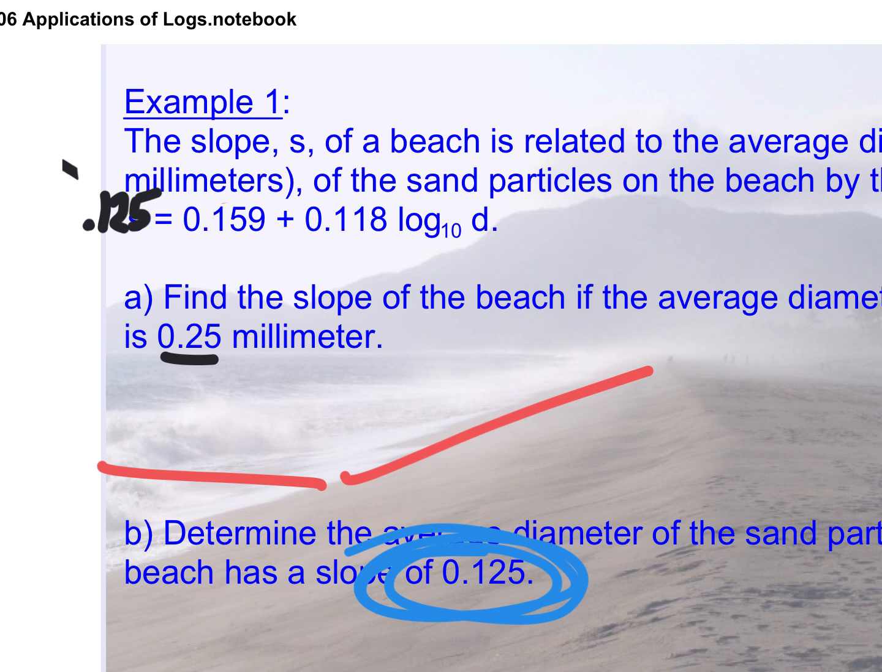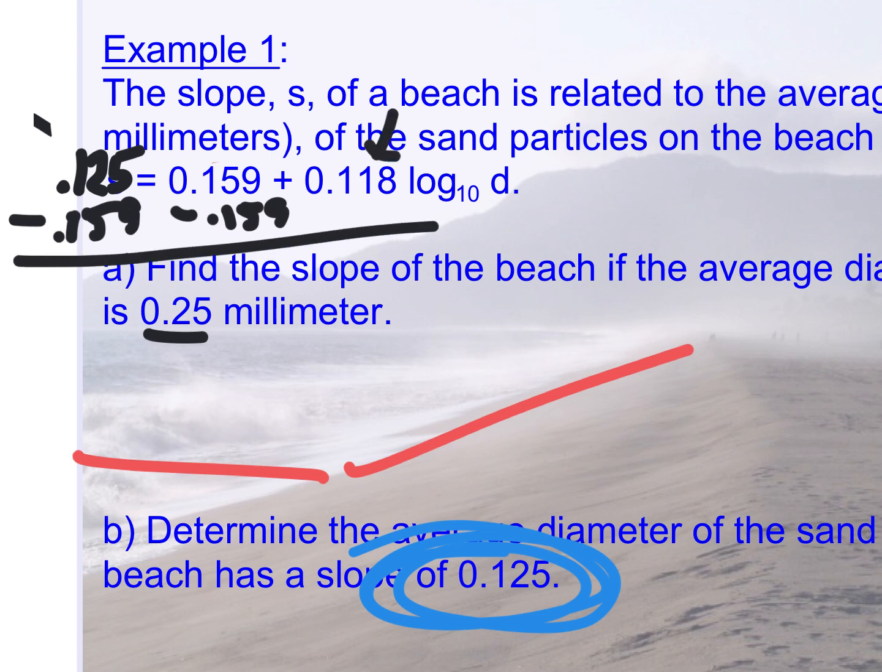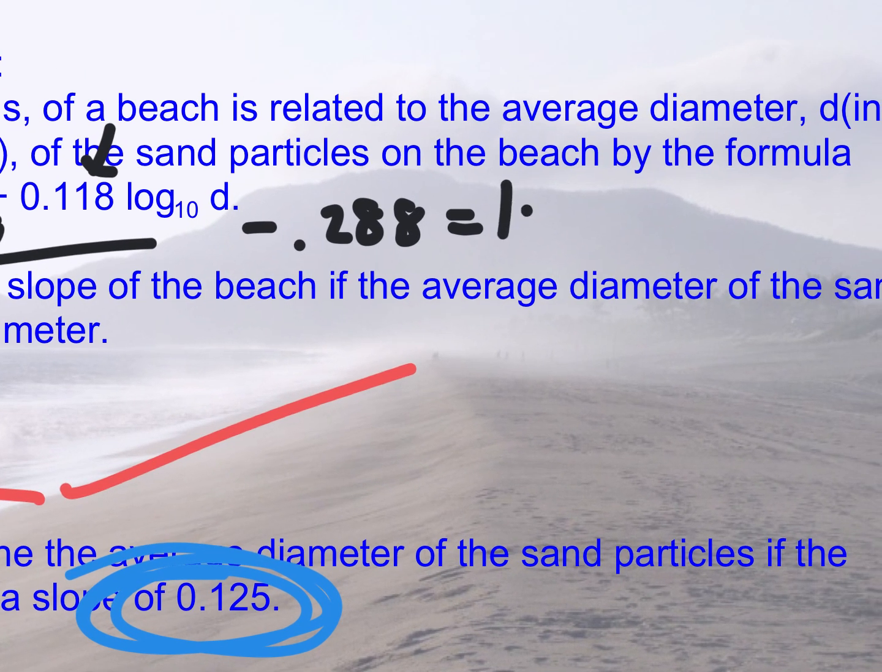Then I would divide by the 0.118. And now, after I subtracted the 0.159 from both sides, and I divided by the 0.118, I now have negative 0.288 is equal to log base 10 of D.